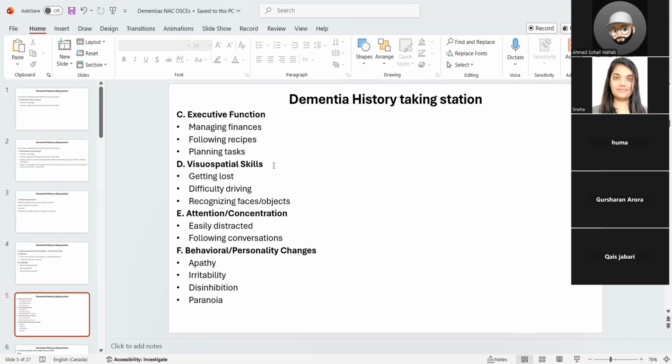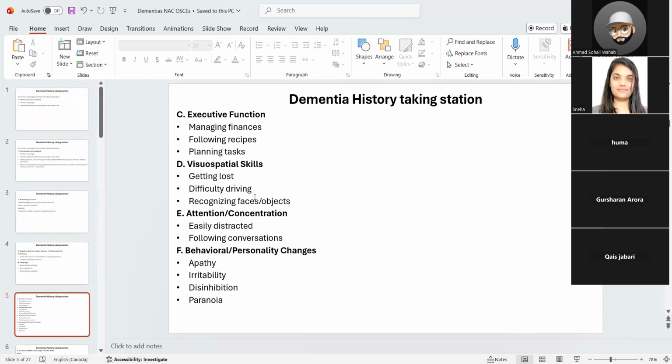Next, we move on to visuospatial: getting lost, driving difficulty, recognizing faces or objects. Visuospatial refers to how we perceive the environment around us, or how well we can connect the dots, the routes or the maps that we use daily. Patients with dementia usually have visuospatial deficits. They get lost in their own neighborhood. For example, they drove to Walmart and then forgot how to get back home. This is something that can happen in dementia. You can ask them, have you recently noticed that you forgot how to get back home from somewhere you're familiar with?